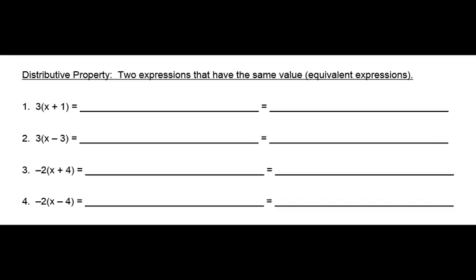Okay, now let's try some of these expressions using the distributive property. So remember, with the distributive property, we have to hand out the 3 to every term. So 3 times x plus 3 times 1. So there's where we show our work, and in standard form or simplified form, it would be 3x plus 3.